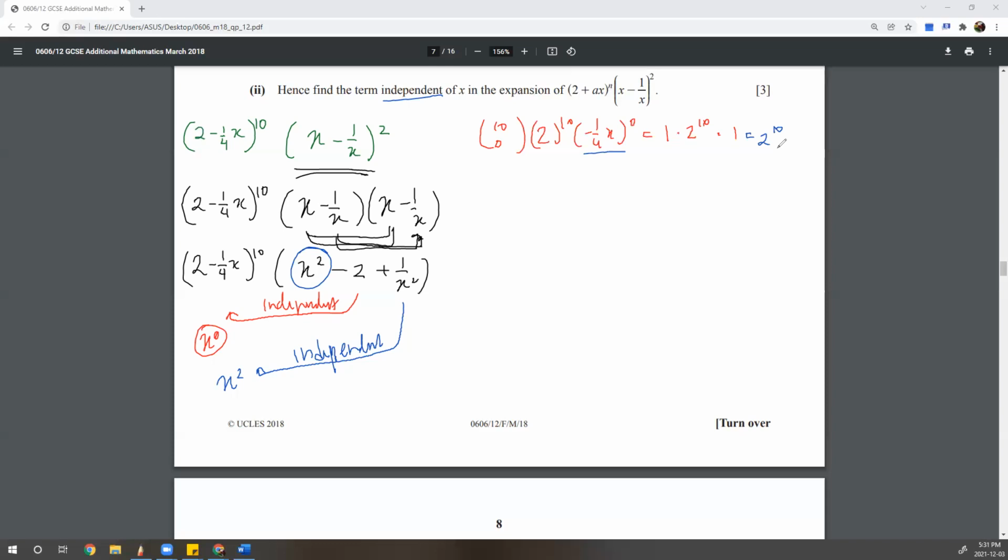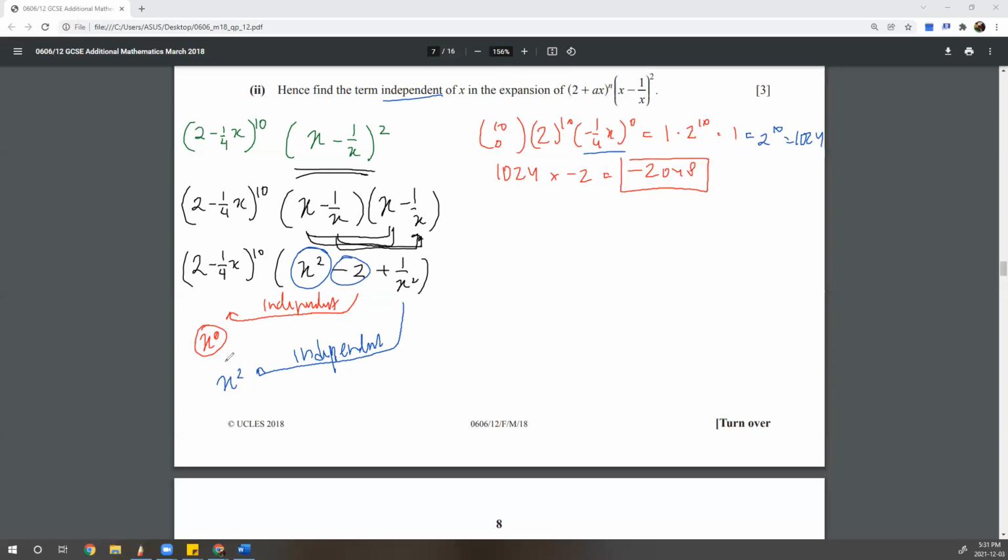This is so complicated, girls. Equals 1024. You multiply by negative 2, right? Times negative 2. So 1024 times negative 2 is negative 2048. Keep this. This is the first independent term. But we need to find the second independent term.